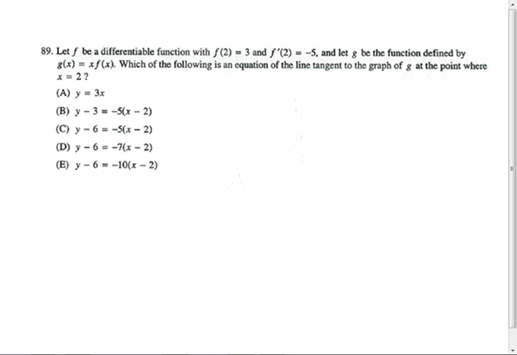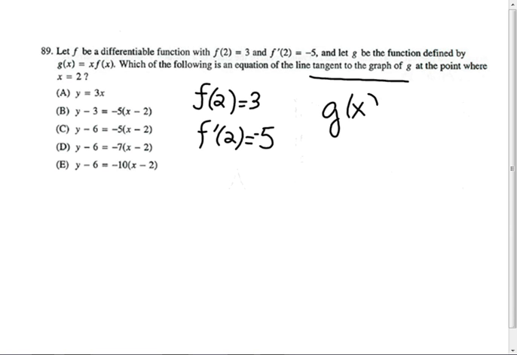Let f be a differentiable function. So f of 2 is equal to 3. f prime of 2 is equal to negative 5. Now, g is the function defined by g of x equals x times f of x. I want the line tangent to g, not f. So I have to figure out what g of 2 is. g of x is equal to 2 times f of x.